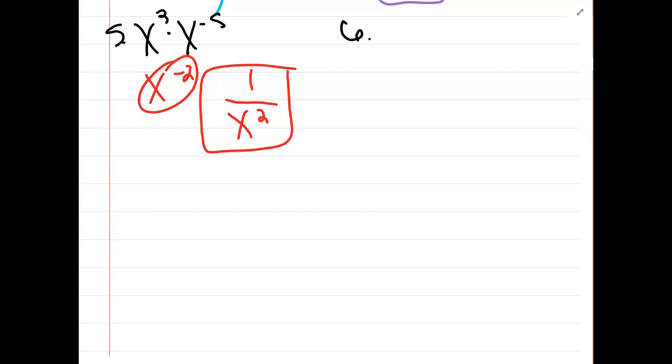Okay, what if I have 3x times 4x to the negative 4th? Maybe it looks a little different, but guys, this is just a multiplication problem. So multiply the things together that you can multiply together. I can multiply 3 times 4 because they're just coefficients. 3 times 4 is 12. I can multiply the x's together because they're powers that have the same base.